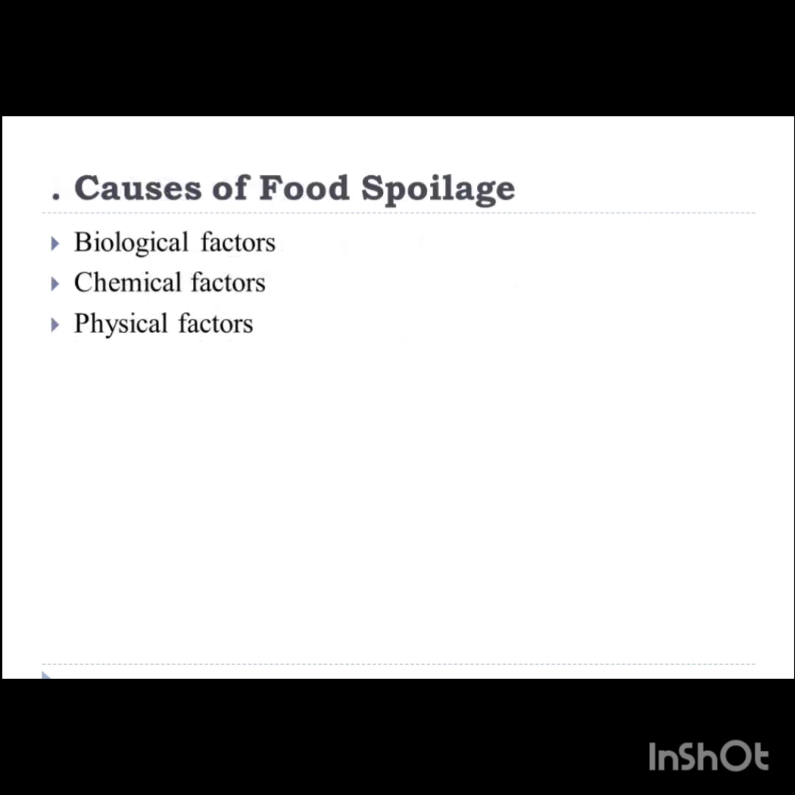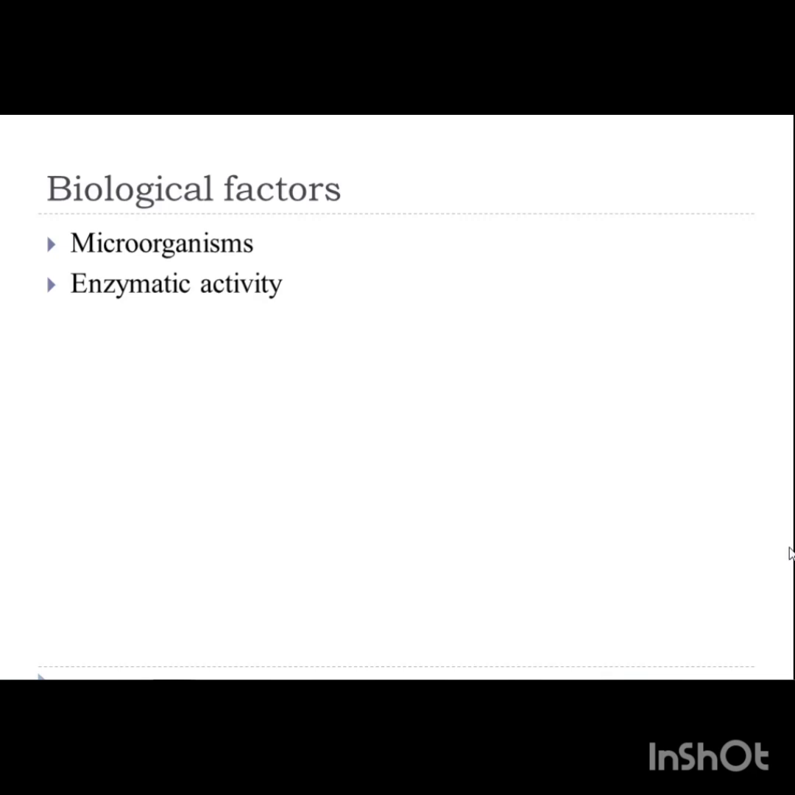Now what are the causes of food spoilage? First cause is biological factor, second is chemical factor, third is physical factors. Now what is biological factor? Biological factor comprises two important categories. First is microorganisms, which can affect the quality of food, and the enzymatic activities due to which the food may be spoiled.